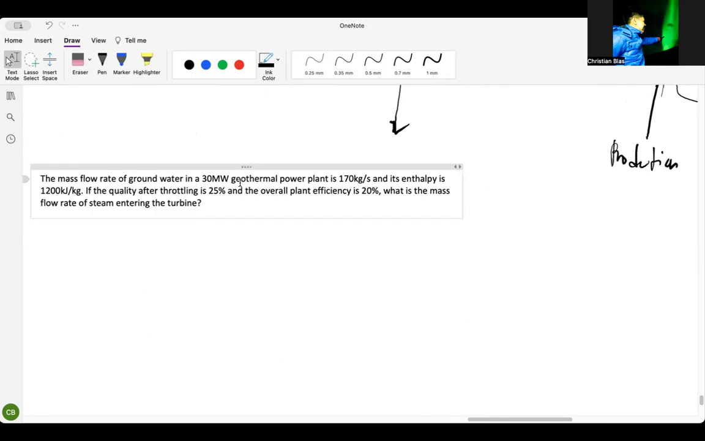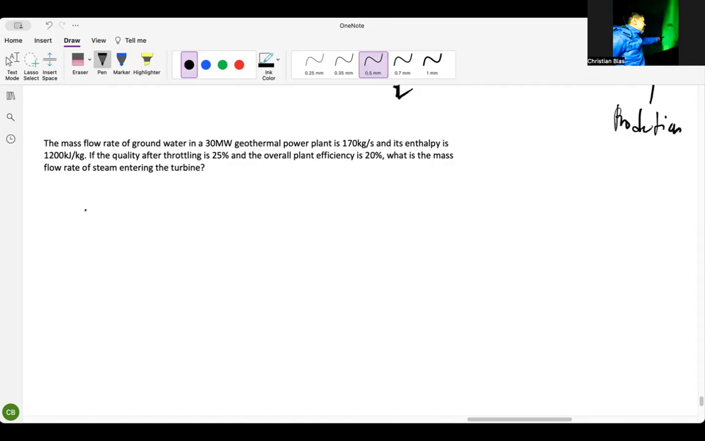So the mass flow rate of a groundwater in a 30 megawatt geothermal power plant is 170 kilograms per hour. And its enthalpy is 1,200 kilojoules per kilogram. So if the quality after throttling is 25% and the overall plant efficiency is 20%, what is the mass flow rate entering the turbine? Okay, so from there, we can know the mass flow rate through our formula, which is ms equals x times mg. So we don't have mg.